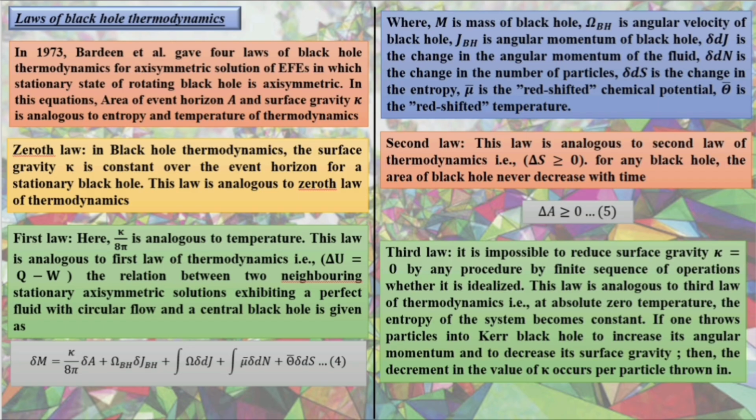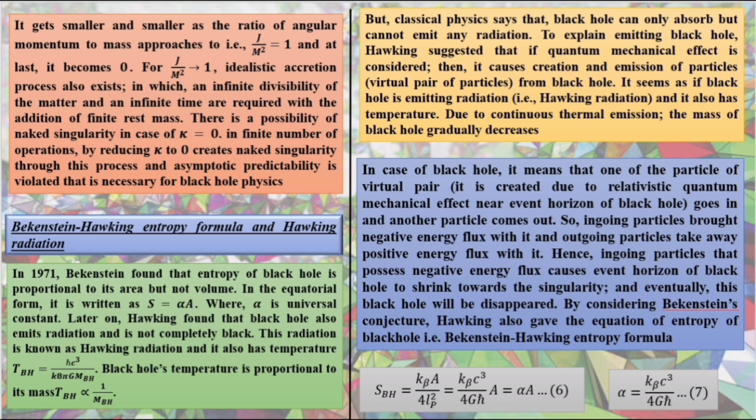So it gets smaller and smaller as the ratio of angular momentum to mass approaches 1, that is J over M squared is equal to 1, and at last it becomes 0. For J over M squared tending to 1, an idealistic accretion process also exists, in which an infinite divisibility of the matter and infinite time are required with the addition of finite rest mass.